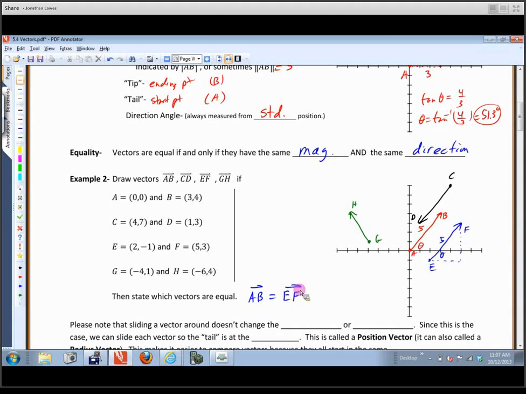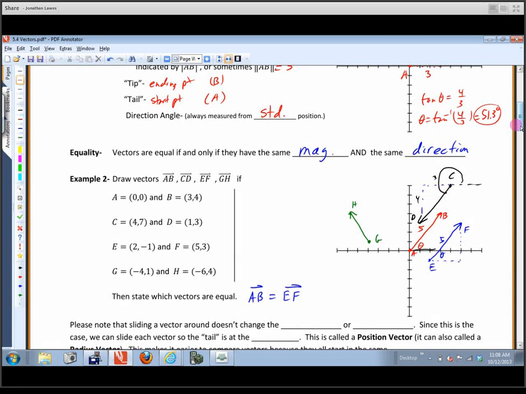Okay, those two are equal to each other, because they have exactly the same magnitude. They're both 5 units in length, and they're headed in the same direction. If we were to check this one right here, this would be 3 and this would be 4. It's going to work out to be 5 units in length. But again, you'll notice that the direction angle, if we measured that from standard position, there's no way that this angle right here is the same as this guy right here. Okay, and we'll talk more about those direction angles a little bit later.